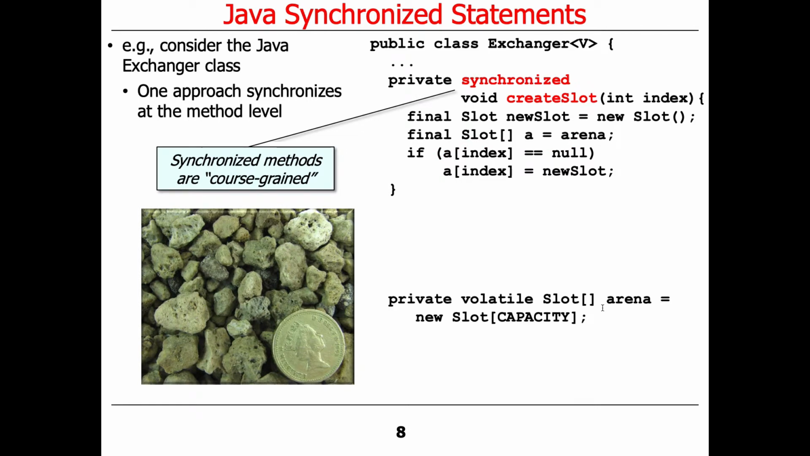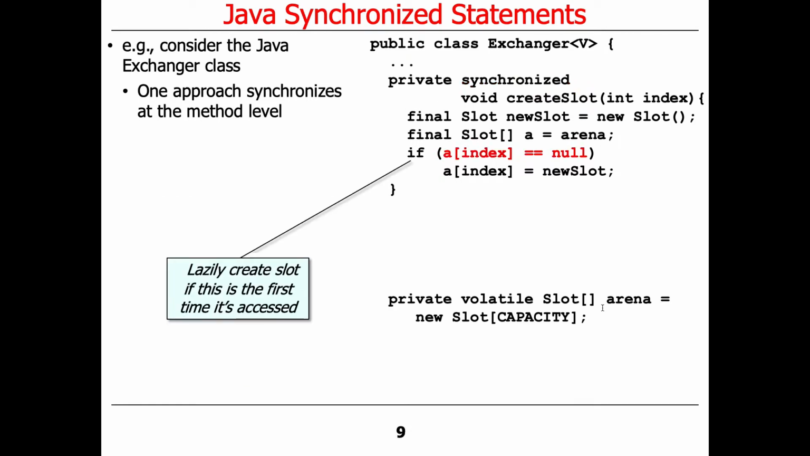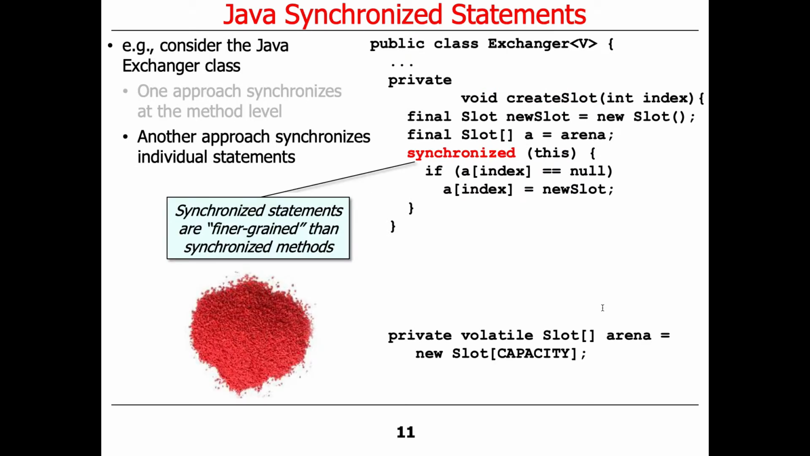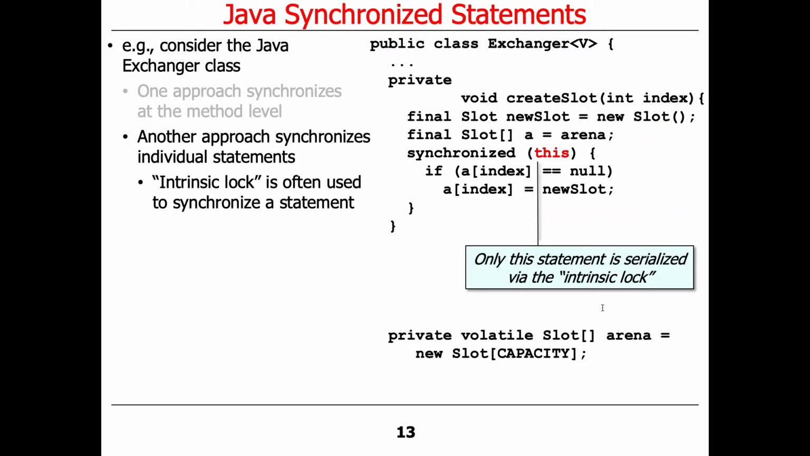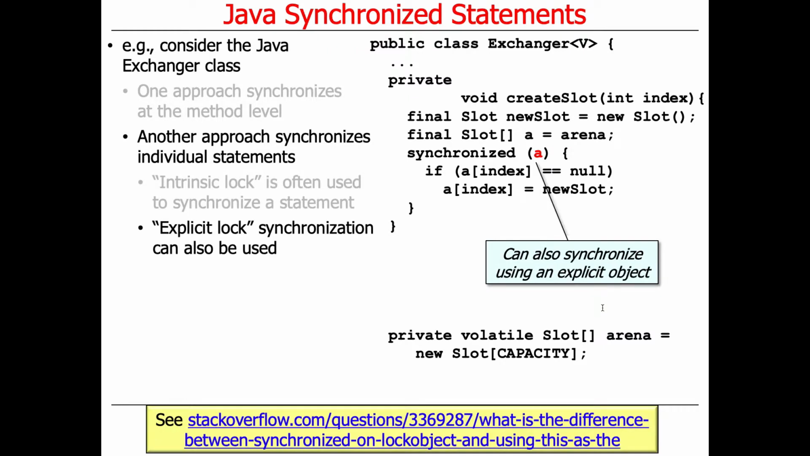Imagine walking on rocks like this in your bare feet. That would be coarse grain. That would be painful. Walking on sand or dust, not painful at all. So this is finer grain. What we do here is this part's not in the critical section, so it doesn't have to be locked. That assignment is not in the critical section. That doesn't have to be locked. And we're just locking in this part. So we're locking with the intrinsic lock. And only this part is going to be locked with the intrinsic lock.